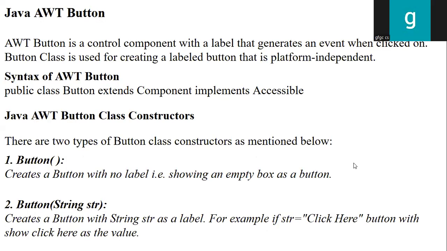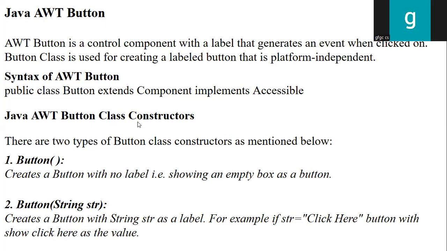Here, Java AWT button. While creating the button, what we need for creating a button, I am going to explain. An AWT button is a control component with a label that generates an event when clicked on. The Button class is used for creating a labeled button that is platform independent. Syntax of AWT button is public class Button extends Component implements Accessible. That means listener interfaces.